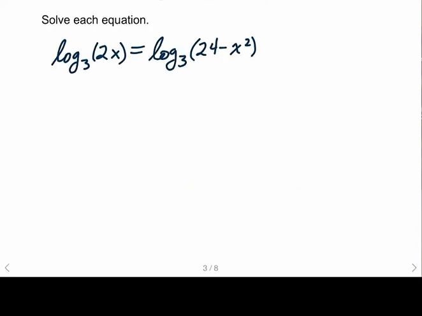Next, continuing to solve equations, we have log base 3 of 2x is equal to log base 3 of 24 minus x squared.